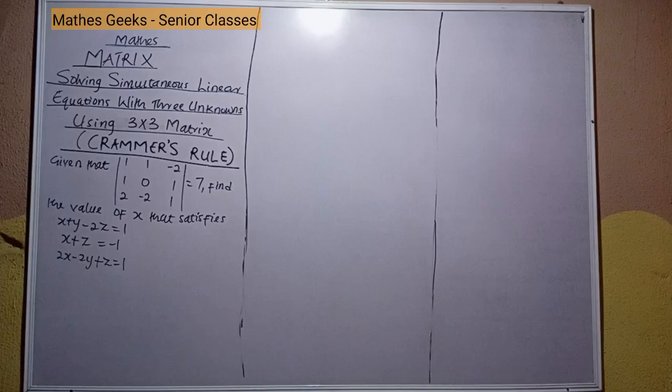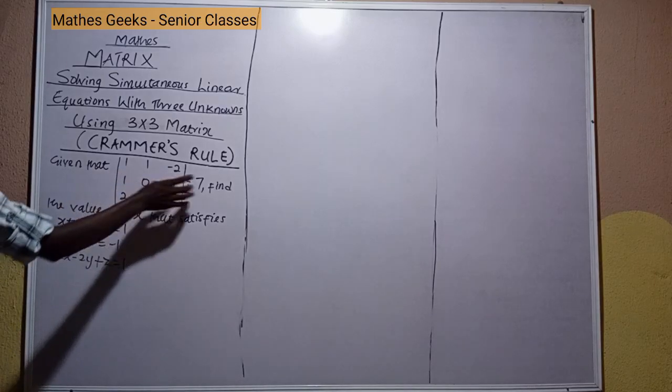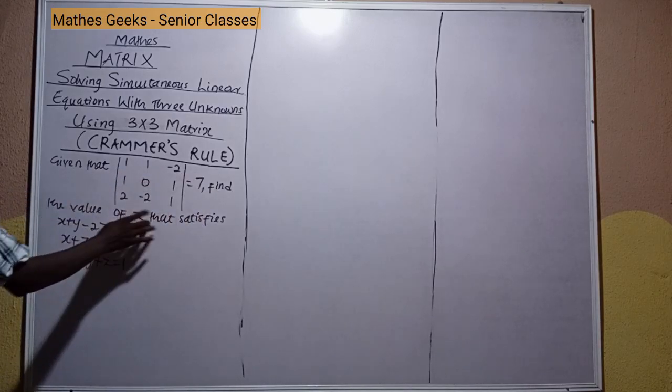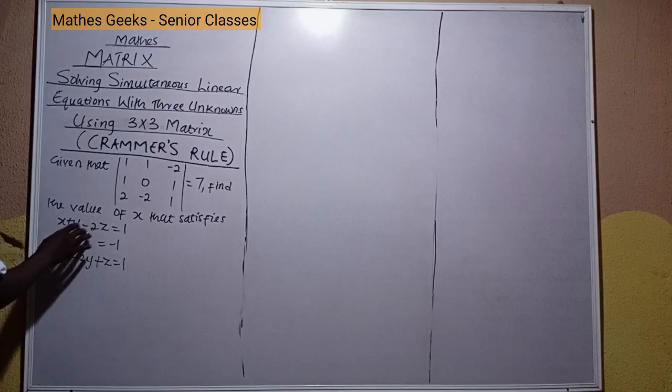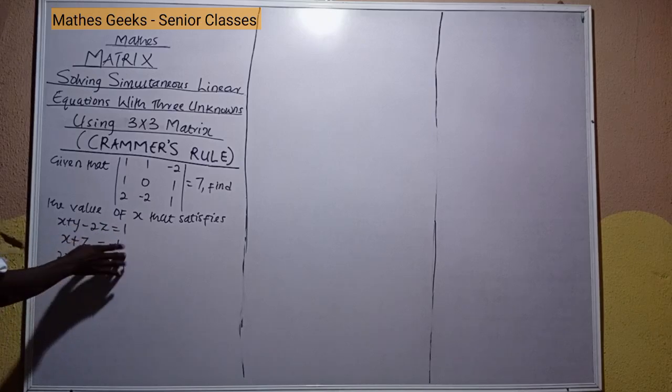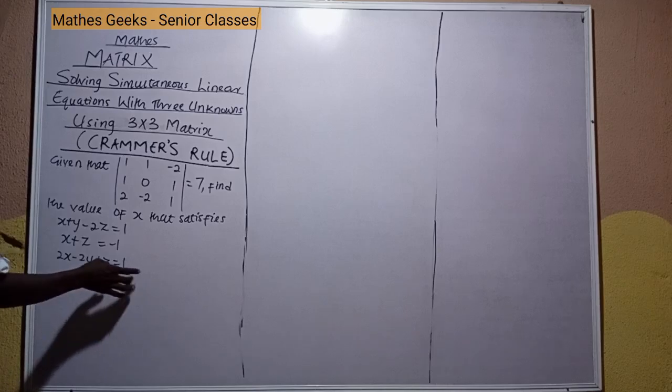Given that the determinant of this matrix is equal to 7, find the value of x that satisfies x plus y minus 2z is equal to 1, x plus z equals minus 1, 2x minus 2y plus z equals 1.